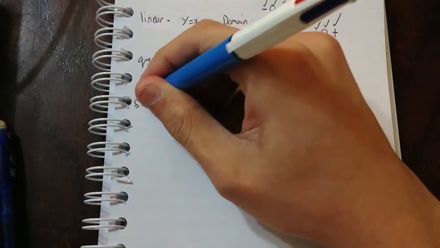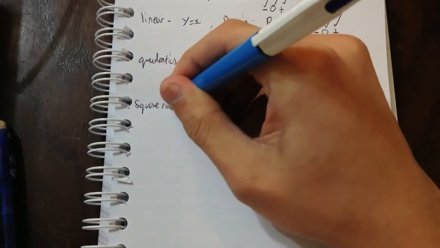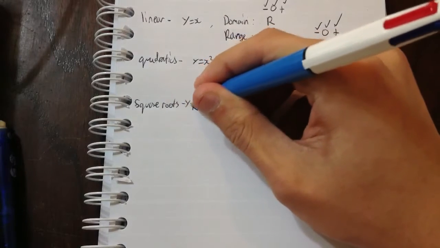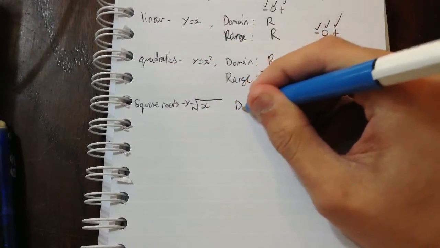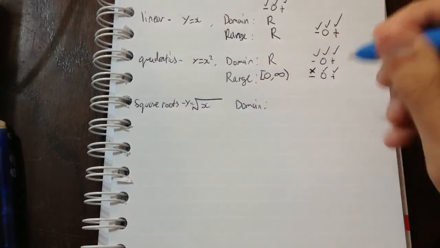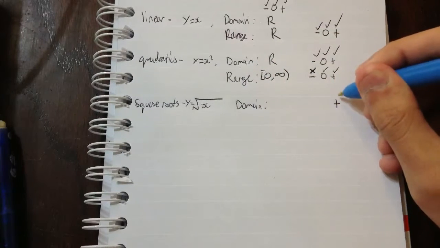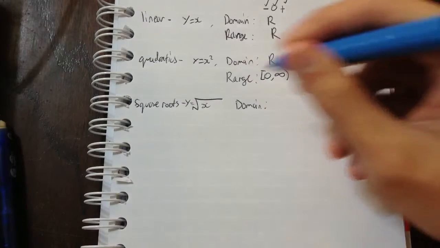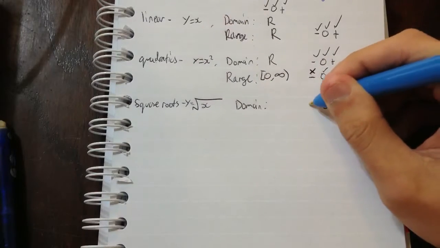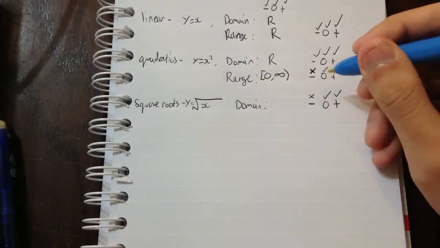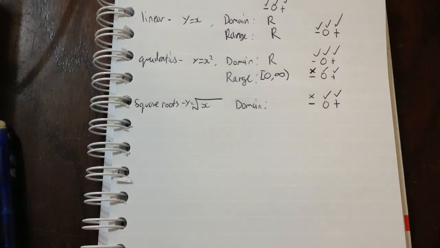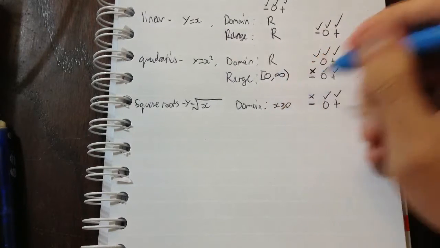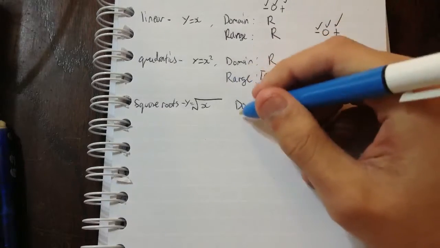Square roots. So the inverse of that. Y equals square root of x. Domain. First of all, can x be positive? Yes. Can x be 0? Yes, you can take the square root of 0 and y is 0. Can x be negative? No. X is always greater or equal to 0. It can't be less than 0.